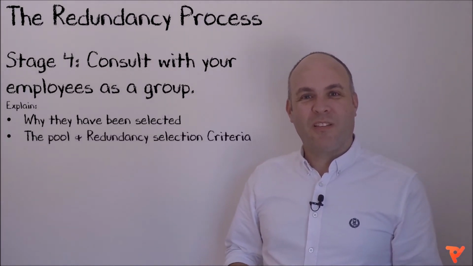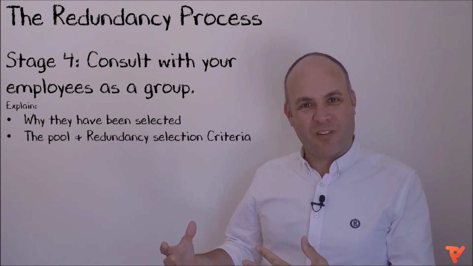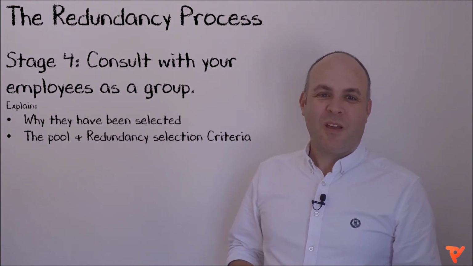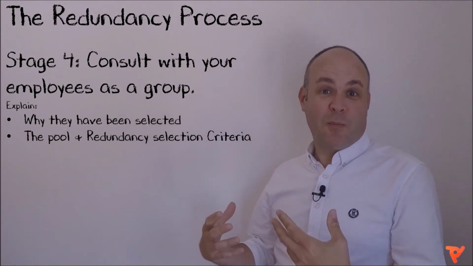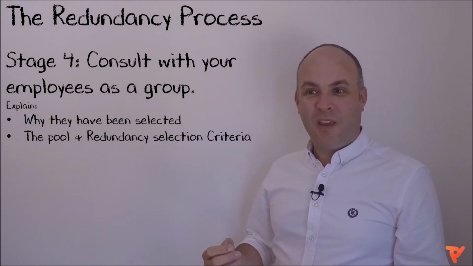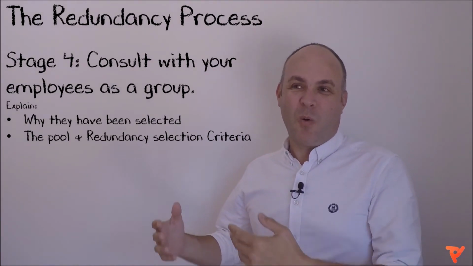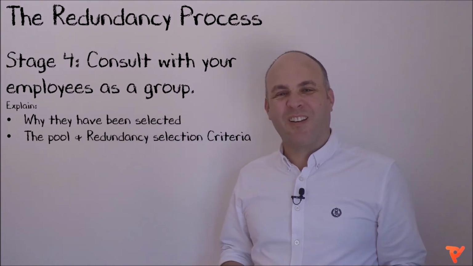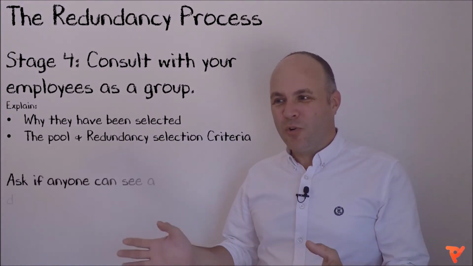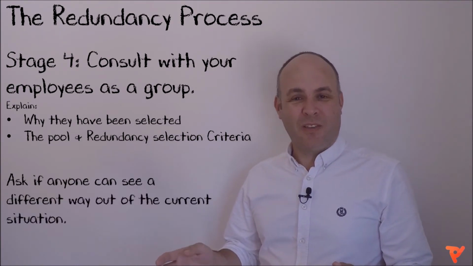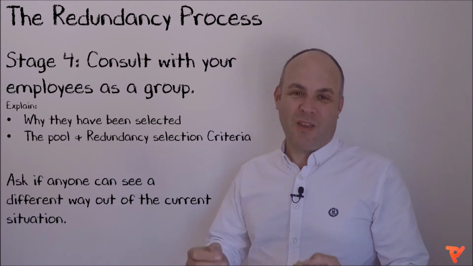You need to explain the criteria that you're basing the selection process around, not just for the redundancy pool, but for the redundancies themselves. Sometimes it's where people bring an independent like myself or one of my other colleagues in, and we can sit and explain to the group independently what is and what has been going on and why they're in the position they're in. Lastly, and most importantly, ask your group assembled if they can see any way out of the redundancy situation that you're all in. Give them time to consider. It's so important.